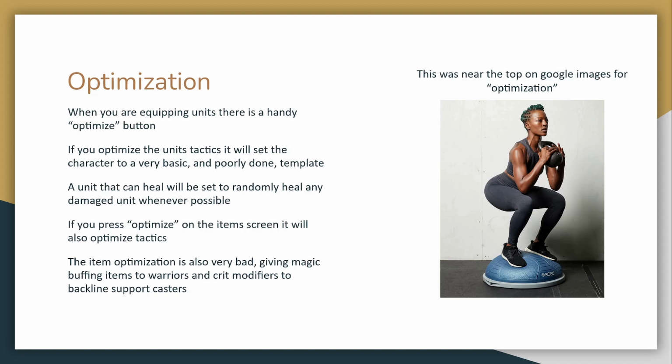If you press optimize on the item screen, it will optimize the items equipped, but it will also automatically optimize the tactics. So item optimization will always reset your tactics, so you don't really want to do it. But even worse, the item optimization is very bad. It's brain dead. It gives magic buffing items to warriors who don't have any magic attacks, and it gives critical hit modifiers to the backline support casters with no attacks.